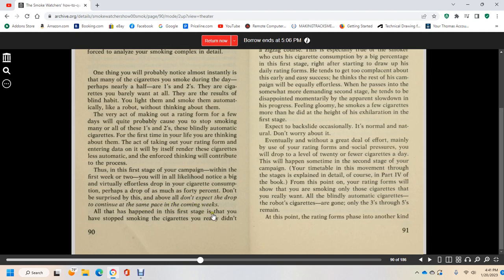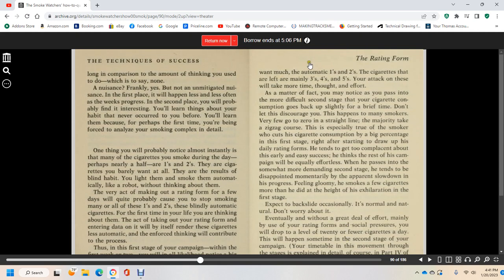All that has happened in the first stage is that you have stopped smoking the cigarettes you really didn't want, mostly the ones and twos. The cigarettes left are mainly the threes, fours, and fives, and attacking these will take more time, thought, and effort. As a matter of fact, you may find that you pass into the more difficult second stage, where the consumption goes back up slightly for a brief time. Don't let it discourage you. This happens to many smokers. Very few go to zero in a straight line.